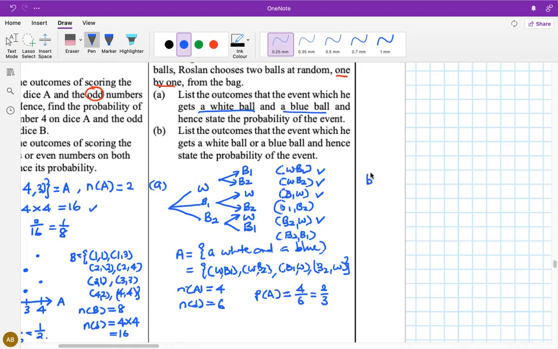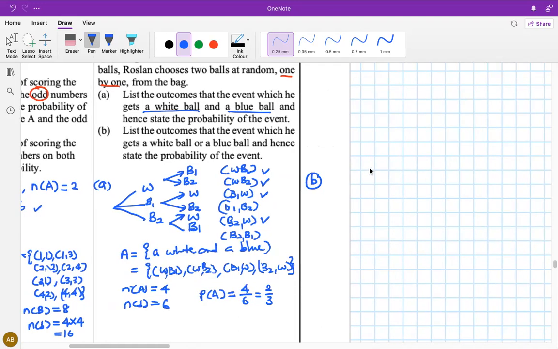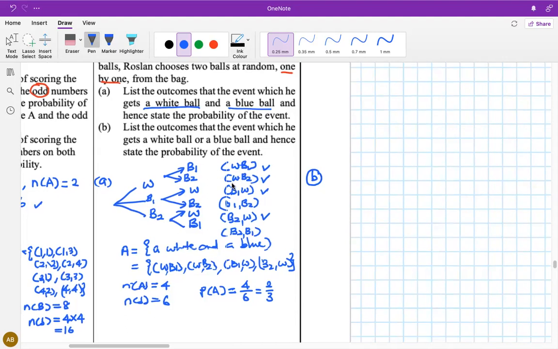How about B? Okay, this is the outcome of the event when he gets a white ball or a blue ball, and hence find the probability of the event. So white or blue, that means either a white ball or a blue ball. In the outcome, you get a white or you get a blue. Therefore, you can see here white, blue, blue, white, a white ball or a blue ball. That means it is either white, blue one, white, blue two, blue one, white, or blue two, white.